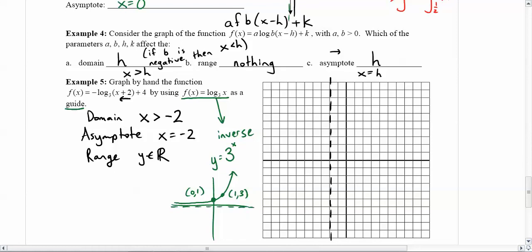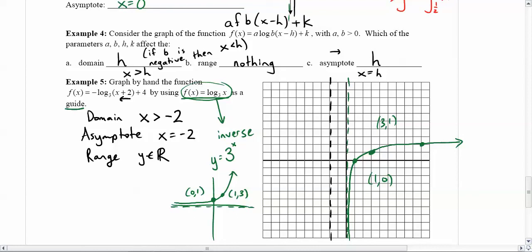So now, to graph the log, I'm just going to inverse that. So my basic log graph goes through 1, 0 and 3, 1. And then it gets really close to the asymptote when it gets small. And it goes through 9, 2, and so on and so forth.